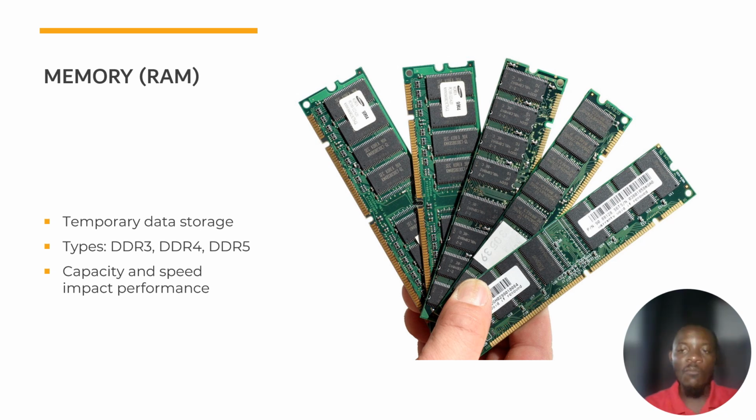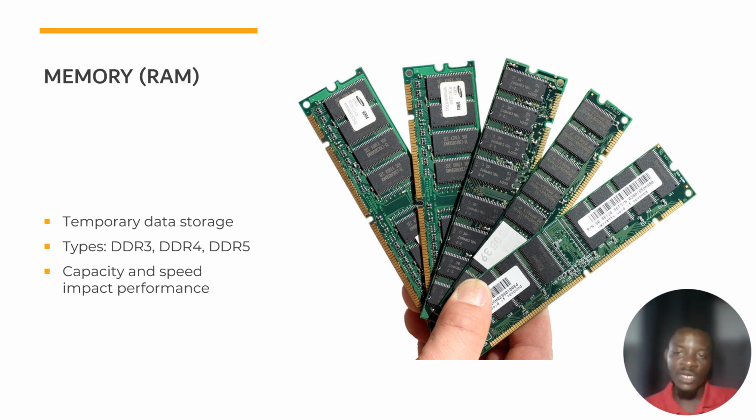More RAM allows for more applications to run simultaneously and handle larger data sets. So if you have more RAM, based on its size or capacity, it means you have more applications that can run at the same time on the RAM. Speed, measured in megahertz: faster RAM can transfer data to the CPU more quickly. So the speed determines how fast the RAM transfers data to the CPU.